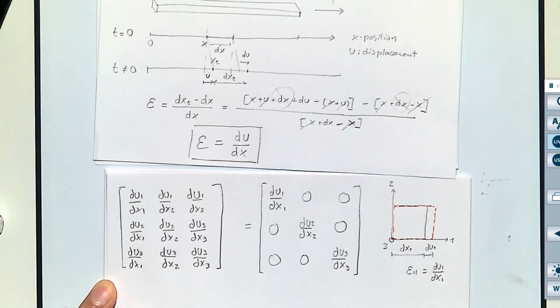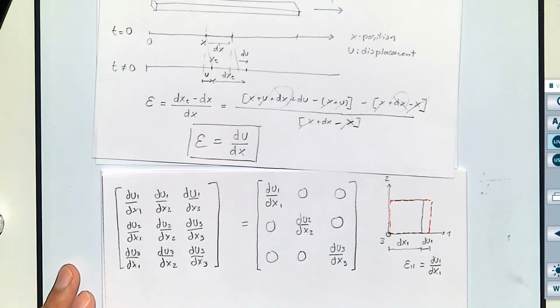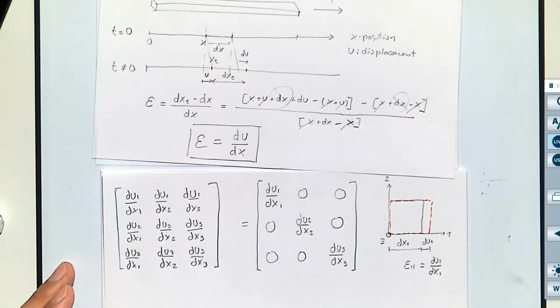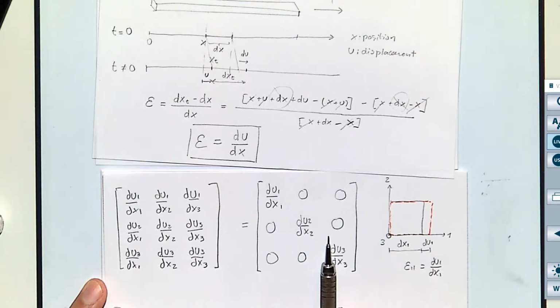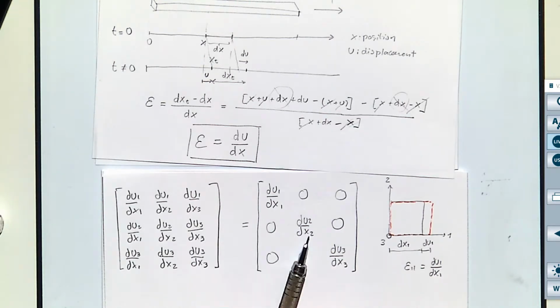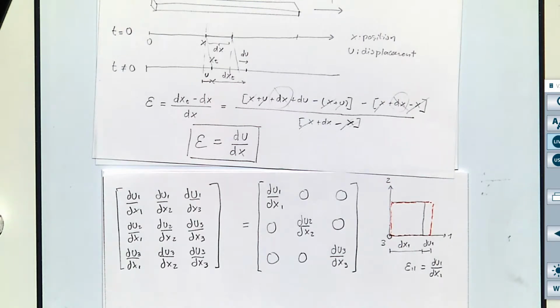Let me zoom out a little bit. And we can extend the same concept to the other directions, and therefore we're going to have epsilon 1,1, epsilon 2,2, and epsilon 3,3. All of those are linear strains. Okay? Any question about the linear strains? No? Let's go to the second one.